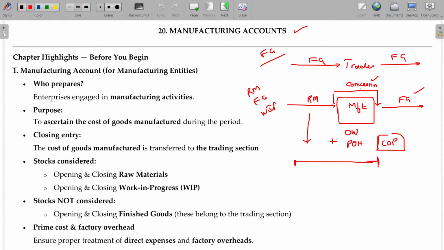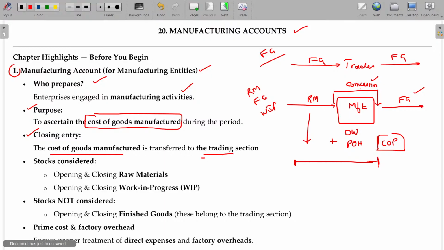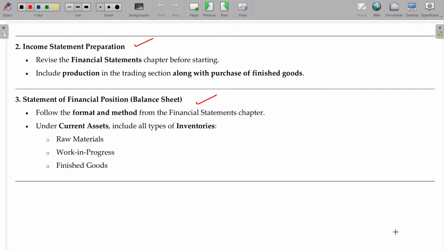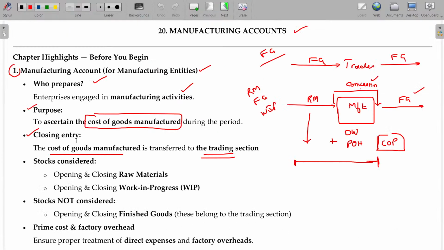Before you begin, the manufacturing account is for manufacturing entities, enterprises engaged in manufacturing activities. What is the purpose? To ascertain the cost of goods manufactured, otherwise the cost of production. And as a closing entry, the cost of goods manufactured is transferred to the trading section. Stocks considered in the manufacturing account are raw material as well as work in progress stocks. Finished goods are part of the trading section, so they will not be considered here.